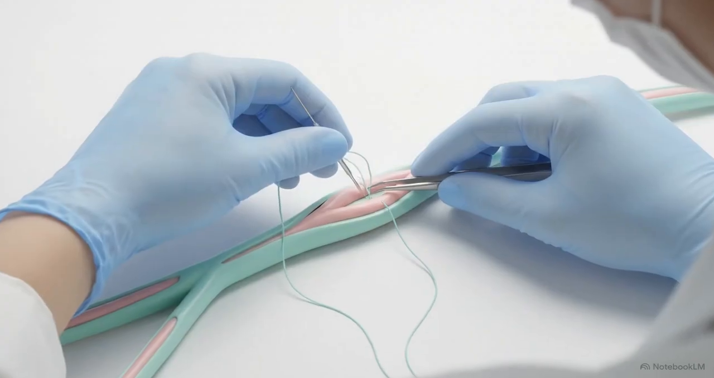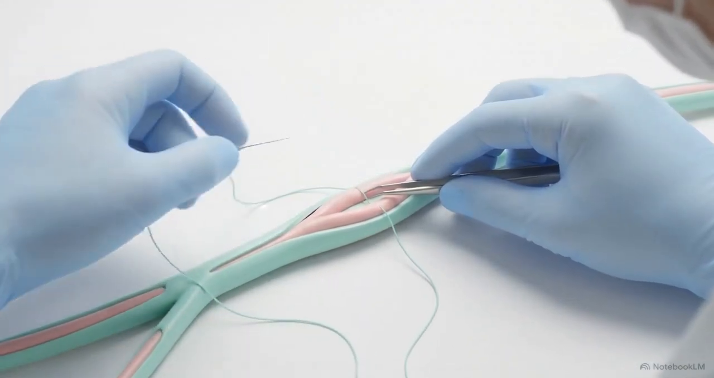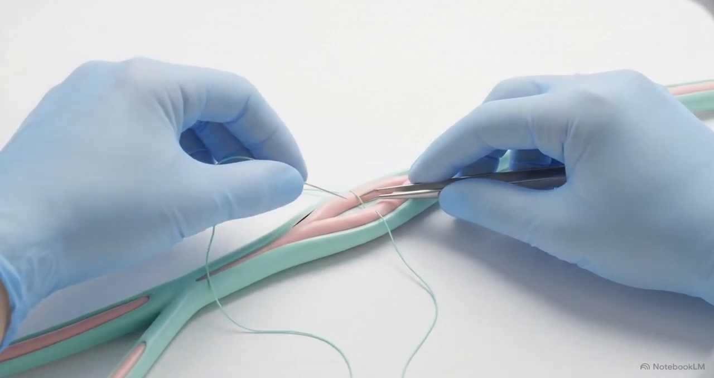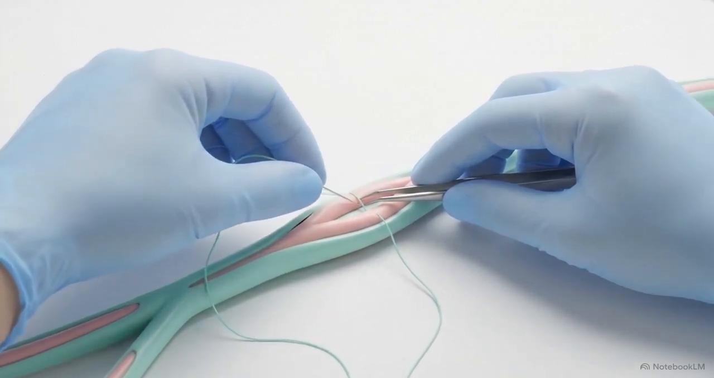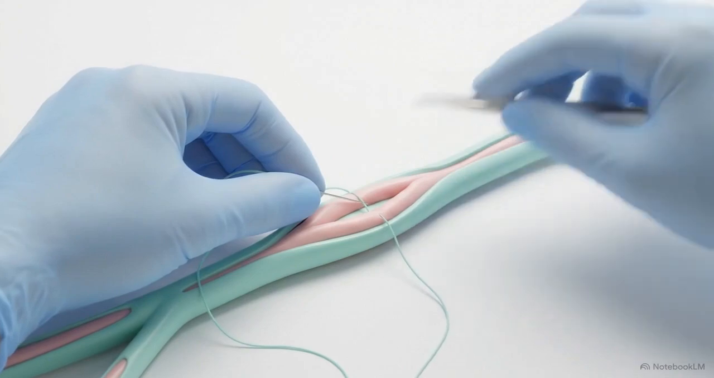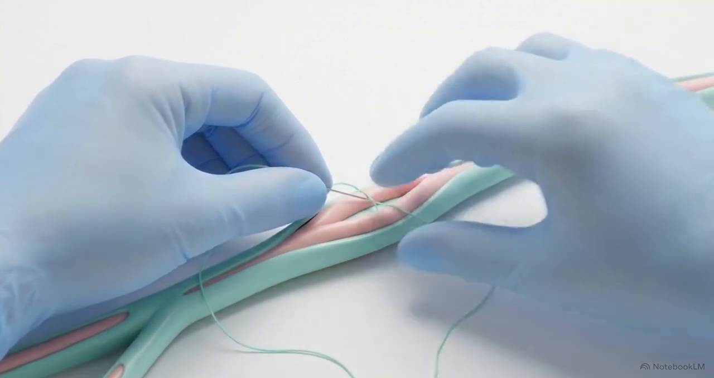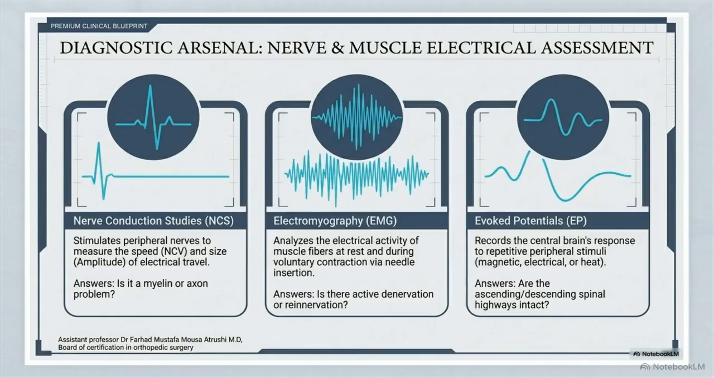Grading this structural failure dictates the core surgical decision, whether to wait for guided spontaneous axonal recovery or to intervene immediately to restore anatomical continuity. Measuring these failure grades in vivo requires a diagnostic arsenal of nerve conduction studies, electromyography, and evoked potentials.